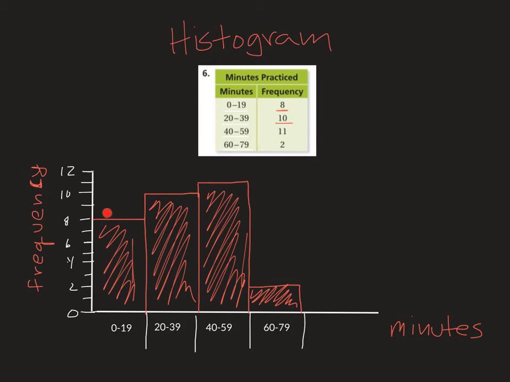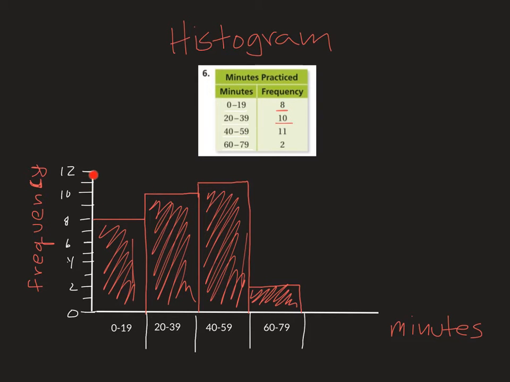All right, so here it is. This is pretty straightforward. You can see that for 0 to 19, they have 8. 20 to 39 right here had 10. I'm just being very careful that I'm matching up right here. 40 to 59 had 11, right? So I have my little tick mark for 11 right there.